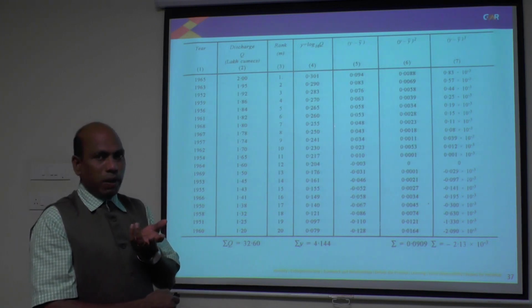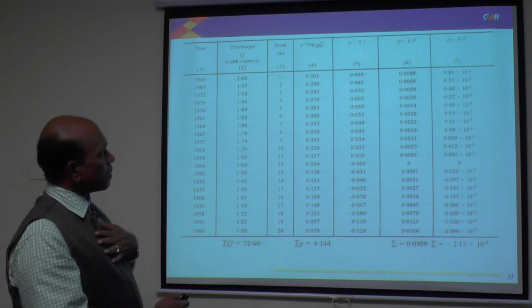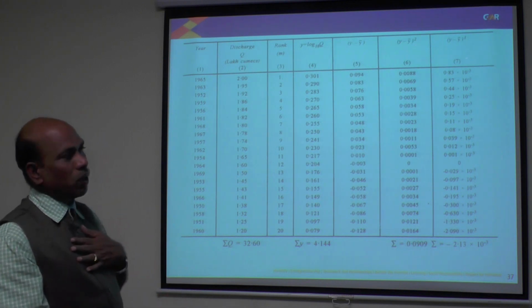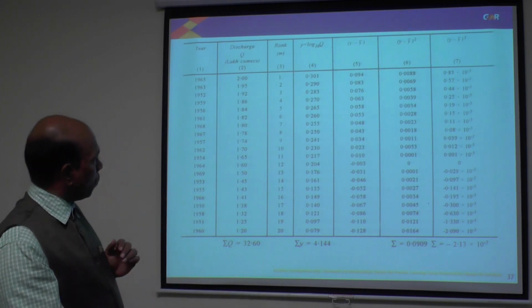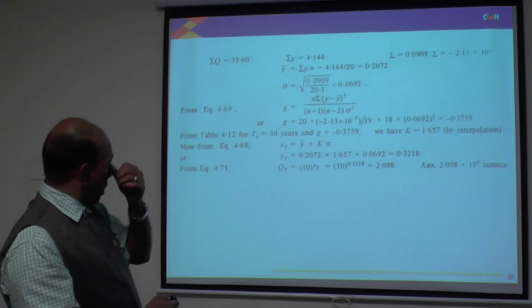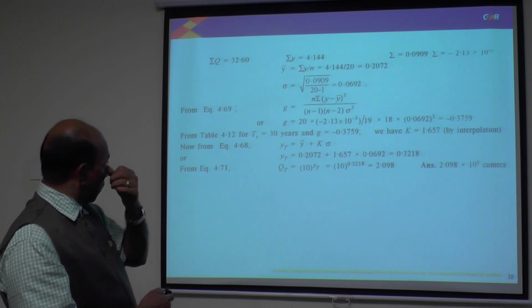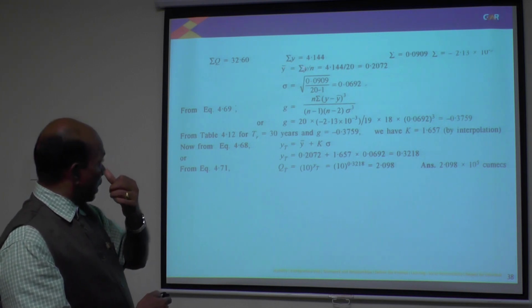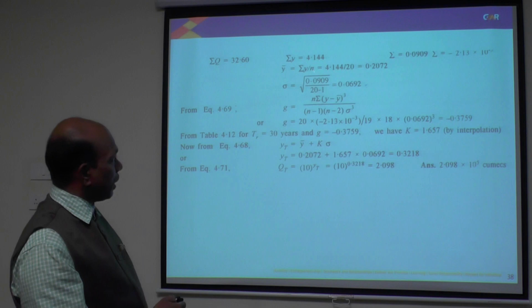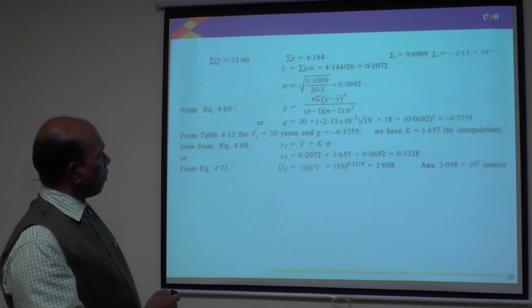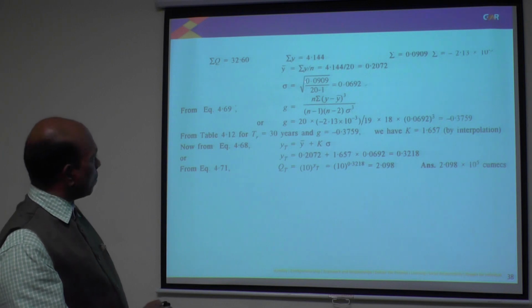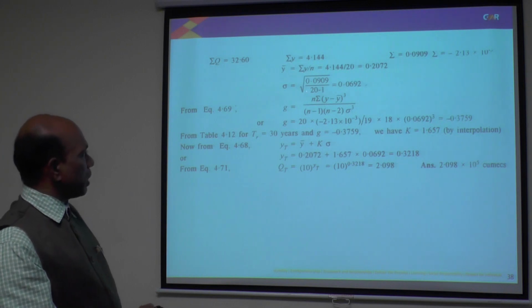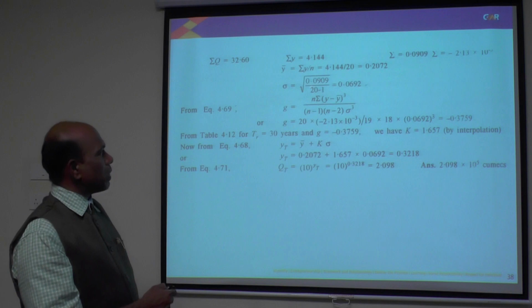Once we know the y value, we determine the mean of this value, that is y bar. Then y minus y bar squared, y minus y bar cubed. These three values are used to determine the skew value. Here the mean y bar is the sum of the given discharges divided by the number of years of data, 20. This is the value y bar, the mean of the logarithmic form, 0.2072, and the standard deviation. This is the value. Then we determine the skew value by using this formula.